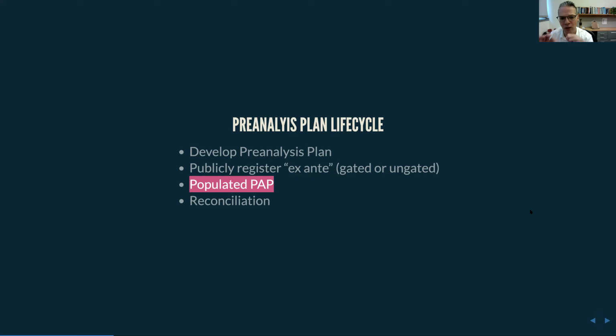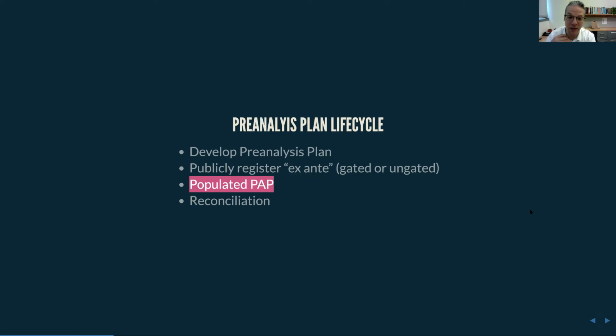So just a populated PAP: what are the answers to the questions that you posed in the PAP? What are the answers to those questions? So that document, the populated PAP, doesn't do anything other than what was claimed to be done. There are no deviations, right? You just do the populated PAP.